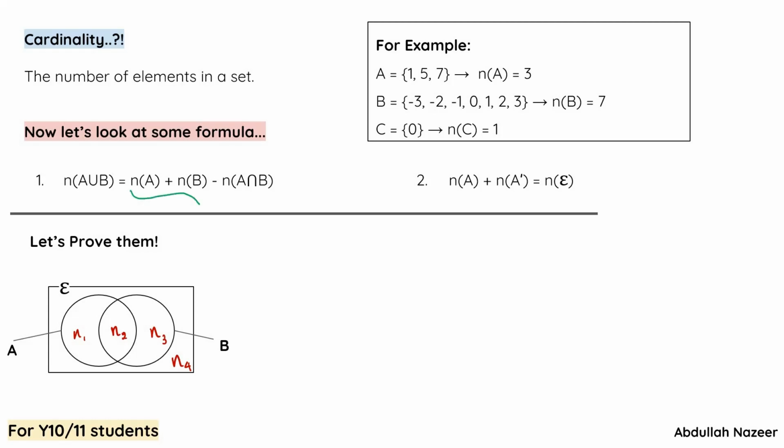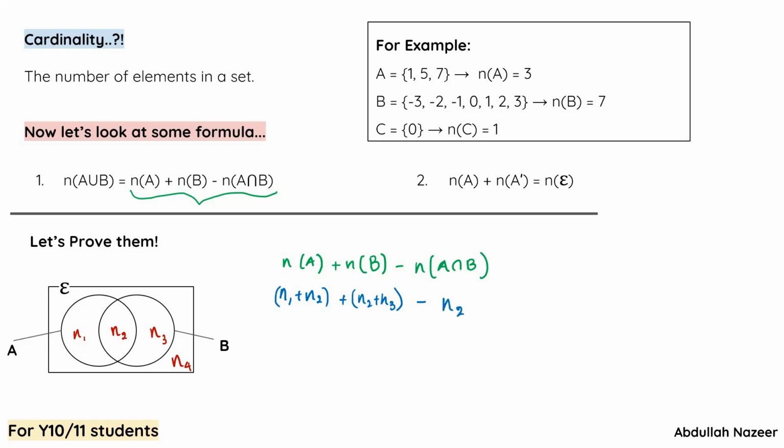Let's start with the right hand side of the equation. Right hand side says N(A) plus N(B) minus N(A intersection B). Now N(A) means number of elements in A. So the total number of elements that belong inside the ring A is n1 plus n2. So N(A), the number of elements inside A, is the total number of elements here and the total number of elements here together, right? So that is n1 plus n2. And the number of elements in B is n2 plus n3. And the common element is n2.